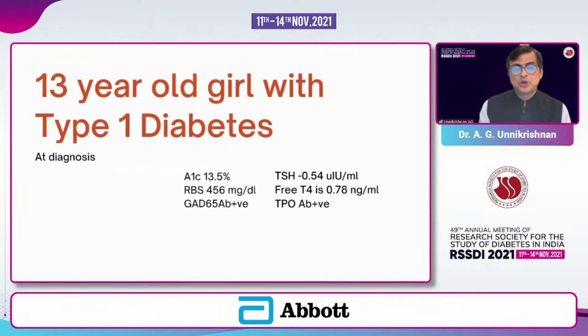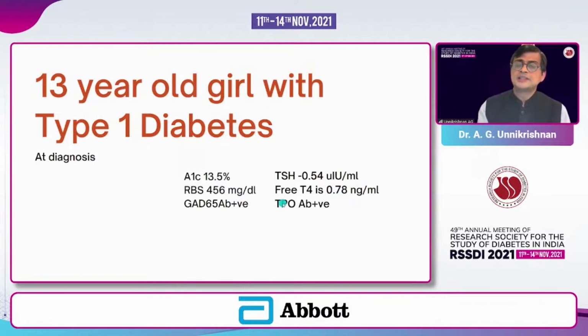So friends, let me show you a case. This is a 13-year-old girl with newly diagnosed type 1 diabetes. In this young girl, the HbA1c is 13.5, the random blood glucose is 456, the GAD antibody is positive. Note that the anti-TPO antibody is also positive. The TSH is low at 0.54 and free T4 is 0.78. I want you to note that this girl with autoimmune type 1 diabetes, because GAD antibody is positive, has got autoimmune thyroid disease because TPO is positive.